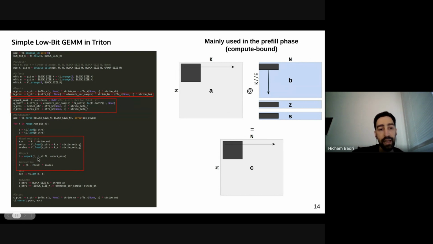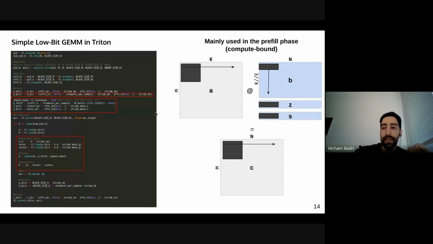When we unpack it, we need to do these tricks. This is where the shifts and the AND operation happen, and that's actually very fast. On top of that, we need the zeros and the scales. So we load these zeros and scales, shown here in red, and we do B minus zeros and multiply by scales. That's our dequantization step. The better way of doing dequantization is actually B multiplied by scales plus zeros. The difference is that the first one takes 2 instructions, while the second takes a single instruction, because you can do the multiplication and addition in one instruction.